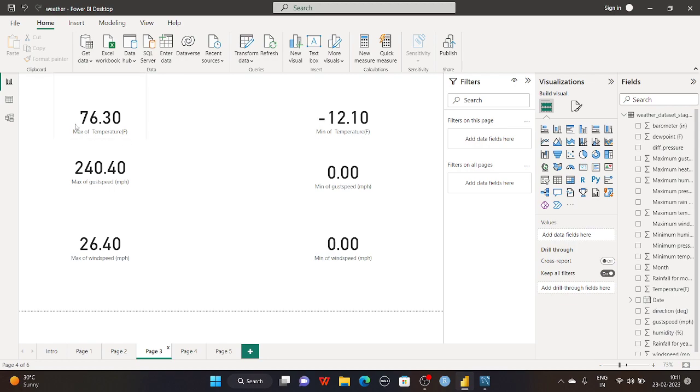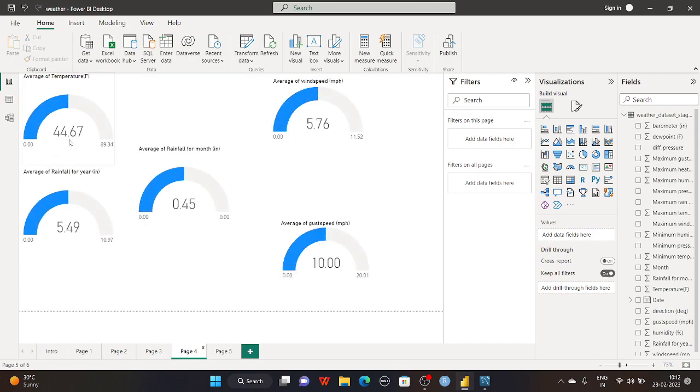Next, the maximum temperature is 76.3 degrees Fahrenheit, minimum is minus 12.10 degrees Fahrenheit. Maximum gust speed is almost 240 mph. Minimum is 0. Maximum wind speed is 26.4 mph, and minimum is 0. Next, we see the average temperature is 44.67 degrees Fahrenheit. Average rainfall for year is 5.4 inch. For month is 0.45 inch. Average gust speed is 10 mph. And average wind speed is 5.76 mph.